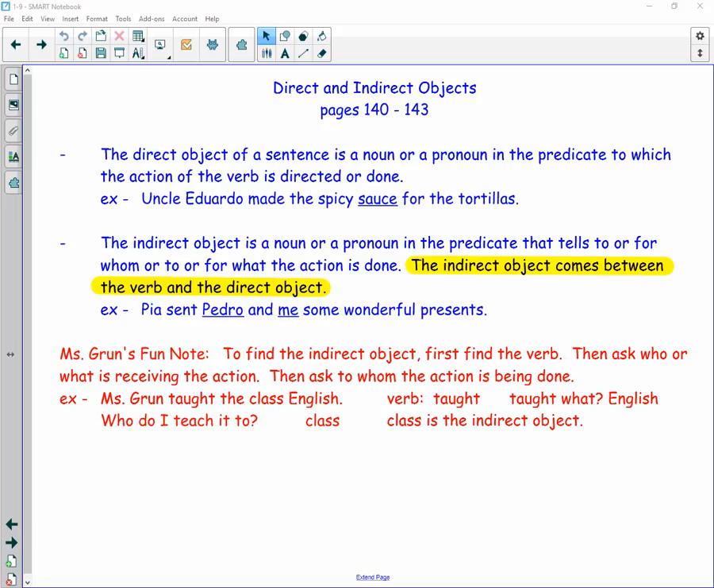This lesson is from the 8th grade Houghton Mifflin English book. It is on direct and indirect objects, and it coordinates with pages 140 to 143 in the student textbook.